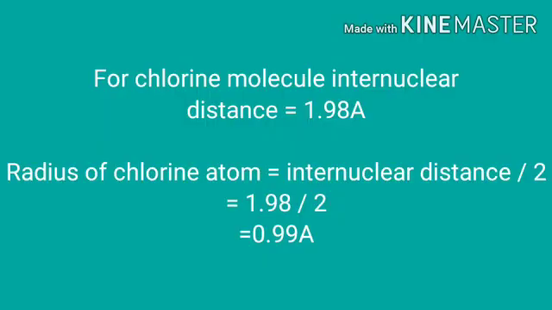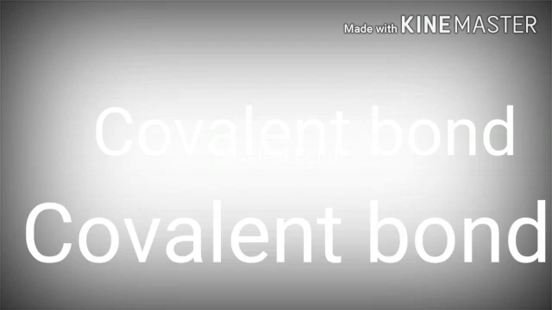For example, find the radius of a chlorine atom from the internuclear distance. We know the radius of an atom equals the internuclear distance divided by 2. So, the radius of a chlorine atom equals 1.98 divided by 2, that is equal to 0.99 angstrom. A covalent bond is formed by overlapping of the combining atomic orbitals. So it reduces the expected internuclear distance. Hence, covalent radius is always shorter than the actual atomic radius of the atom.